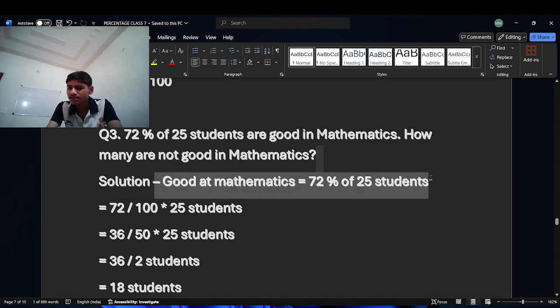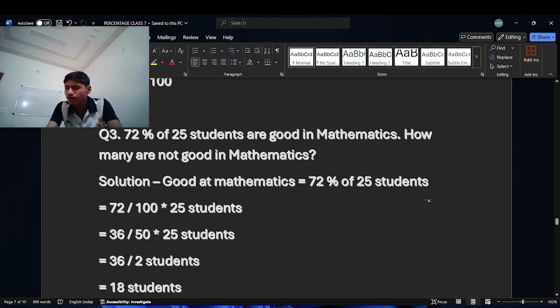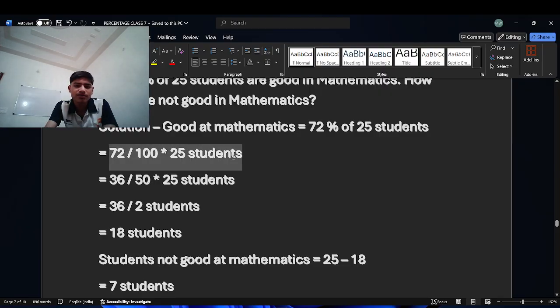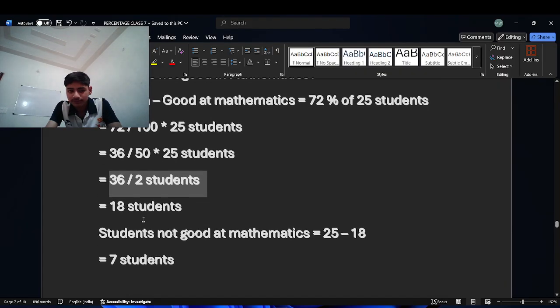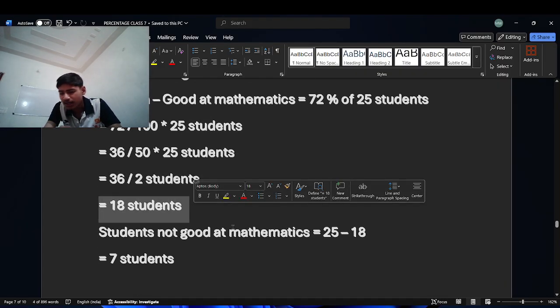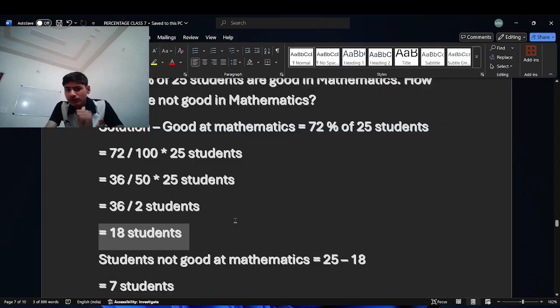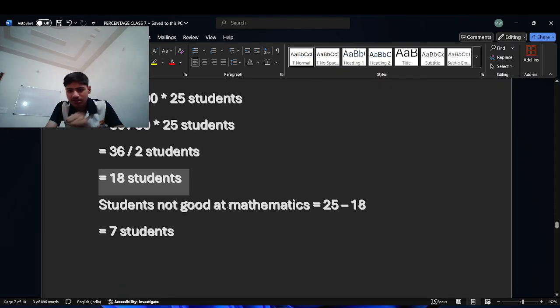Find how many students are good at mathematics, and the remaining out of 25 students will be not good at mathematics. So 72 divided by 100 into 25 students: 2 times 36 is 72, and 2 times 50 is 100. 36 by 50 into 25 students. 25 times 2 is 50, so 36 by 2 is left. 18 students are good at mathematics.